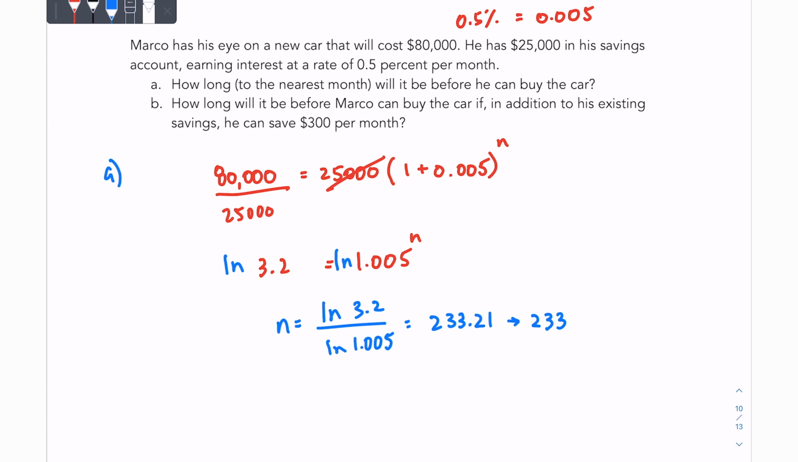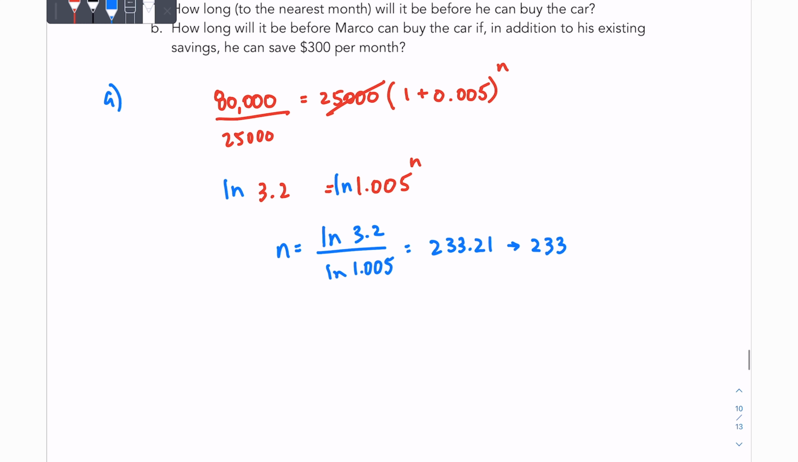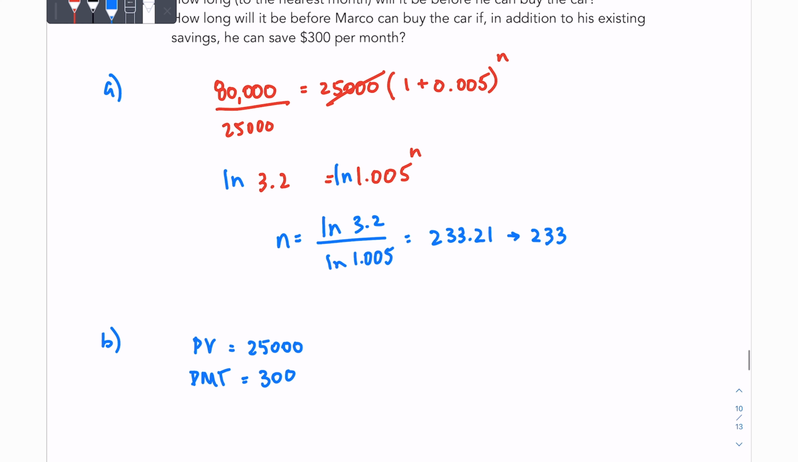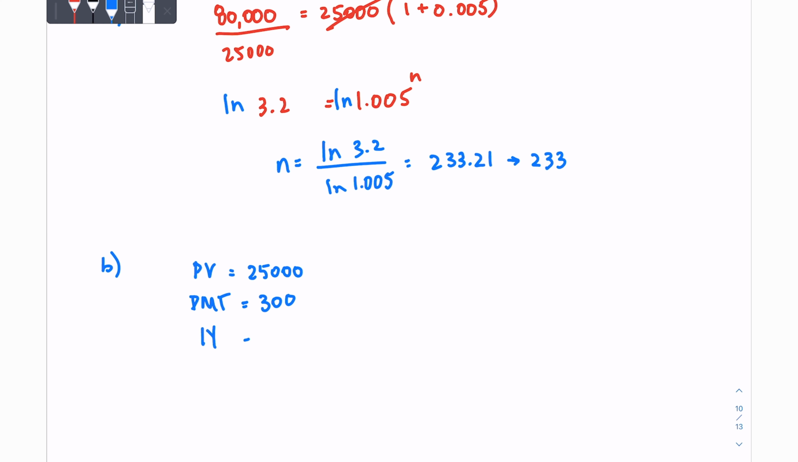So for part B, you would need a financial calculator because the algebra would be too much to do manually. The idea here is you've got a present value of 25,000, and you have payments of $300. The interest rate is 0.5, and the future value is 80,000.